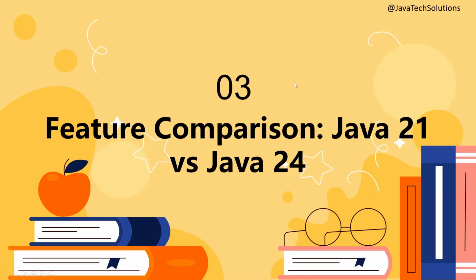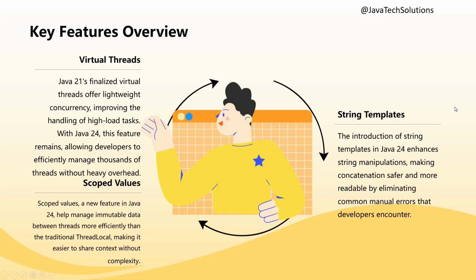Okay, now we will compare Java 21 versus Java 24. Java 21 finalized virtual threads, which offer lightweight concurrency, improving the handling of high load tasks. This means that with threads we can handle more tasks and get more performance. So this is the feature of Java 21.